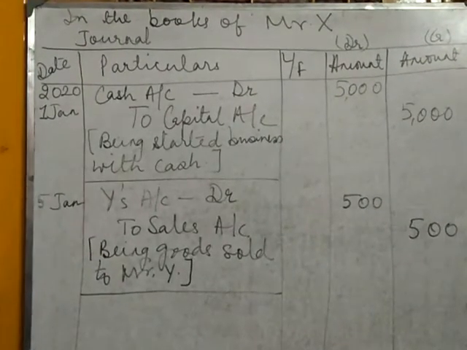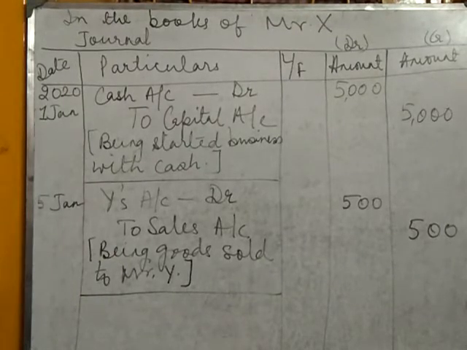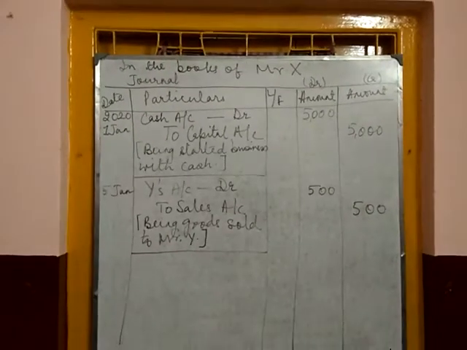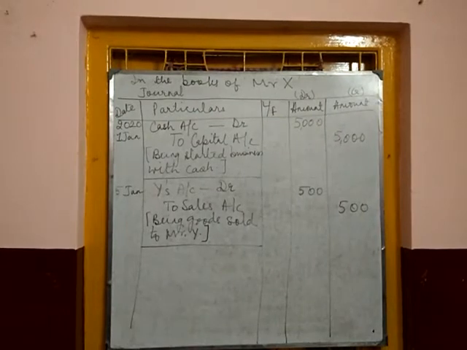See, first aspect, cash account debit to capital account, being started business with cash. Second aspect, Y's account debit to sales account. Why? Because goods has been sold to Mr. Y. Am I clear? I hope this much is clear. Now, we will proceed for the next step.